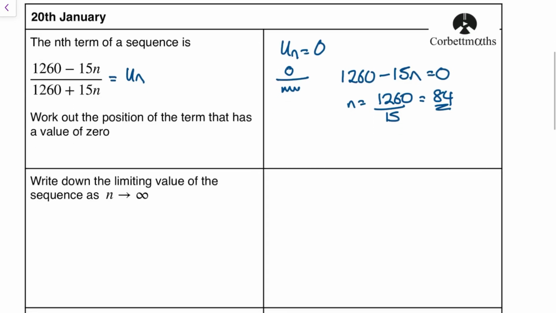Next question. Good question, that. Next question. Oh, there we go. Write down the limiting value. I thought this might come up, of the sequence.